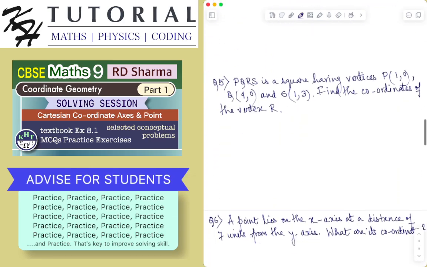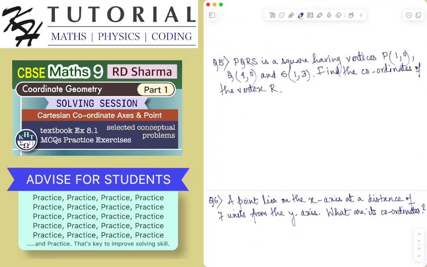Let's see the next problem. Question number 5. PQRS is a square having vertices P (1, 0), Q (4, 0), and S (1, 3). Find the coordinates of the vertex R. So PQRS, okay. So let's first draw the Cartesian coordinate axes.